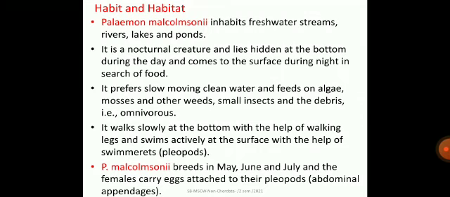Then this prawn breeds in May, June and July, and the females carry eggs attached to their pleopods, which are nothing but the abdominal appendages.